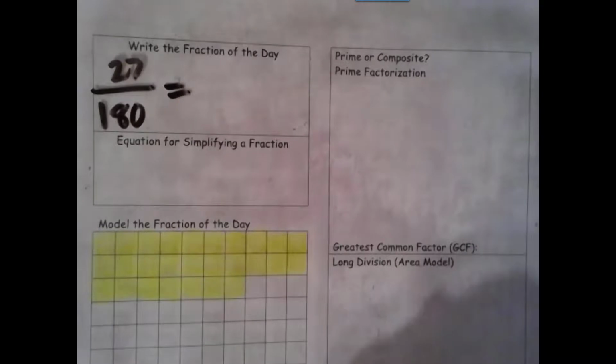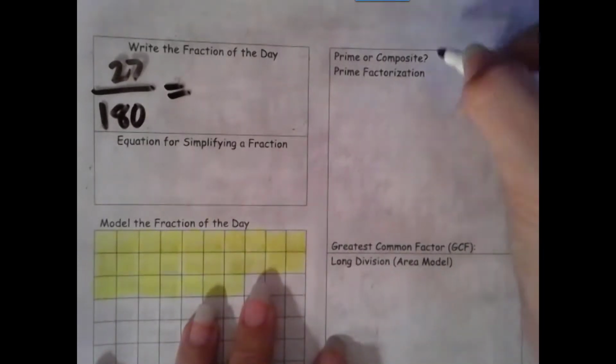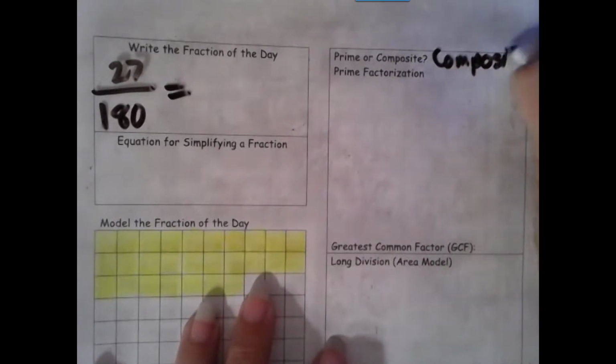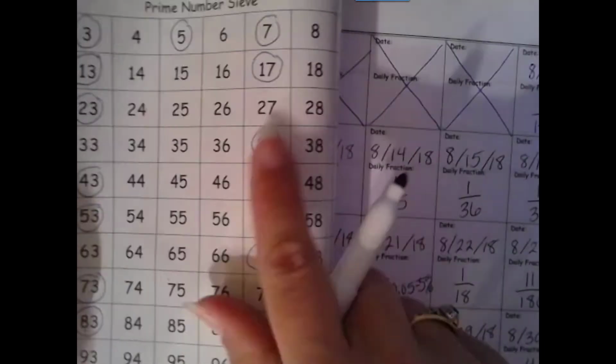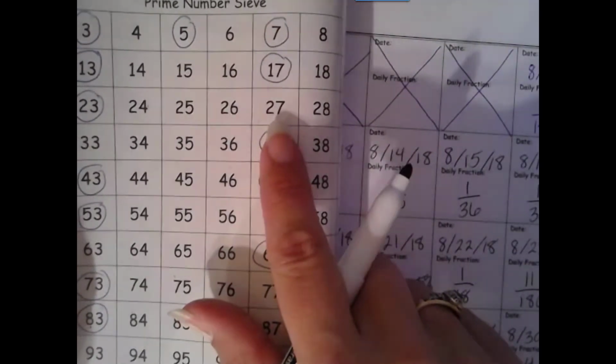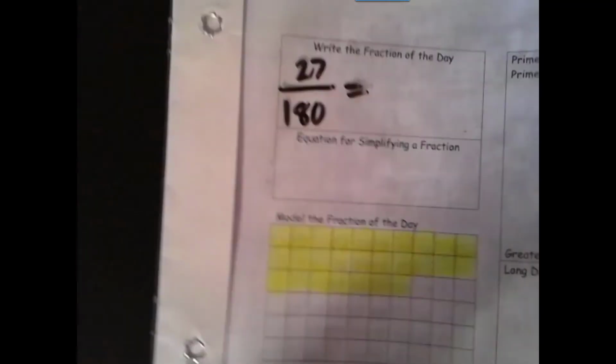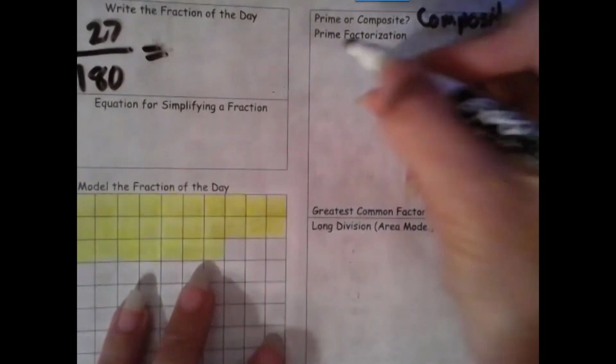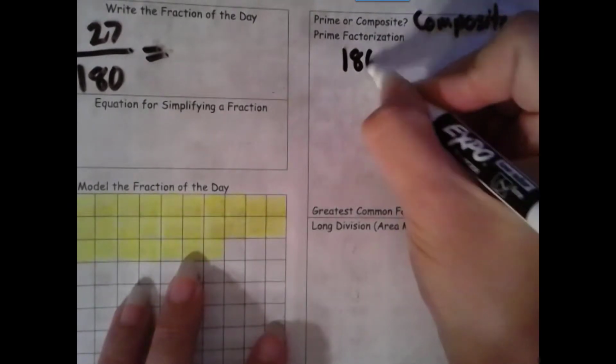I can divide it by 3. So if I can find another factor other than 1 and itself, then that makes it composite. If you're not sure, you can always look over on your prime number sieve. 27 is not circled because it is composite. So that means we have to do the prime factorization for both our numerator and our denominator.